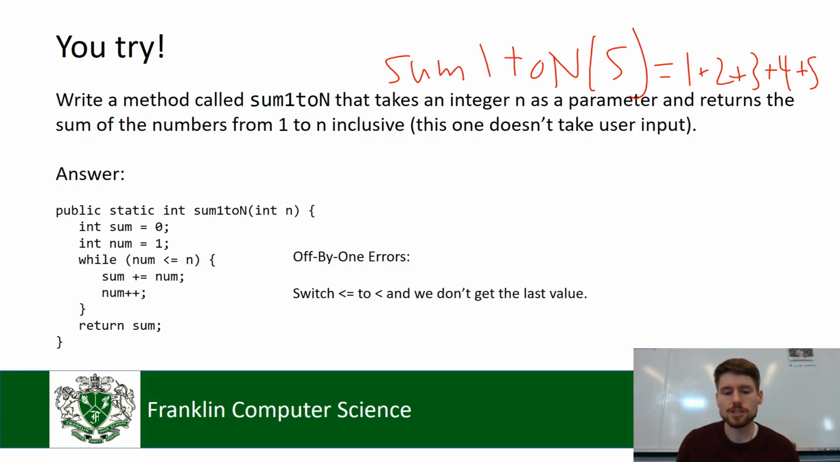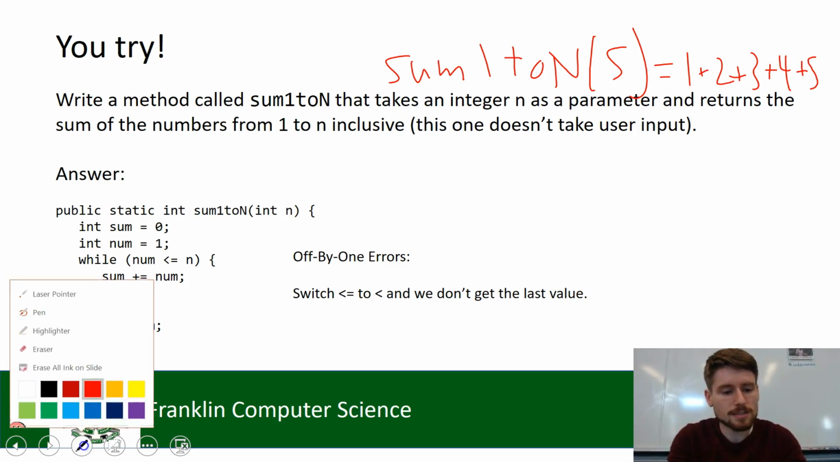This isn't the only approach you could do. You could have also counted down instead of counting up, because if you start at n and then count down, you would also get all those numbers, 5 plus 4 plus 3 plus 2 plus 1. So how that would work if we counted down would be something like this.